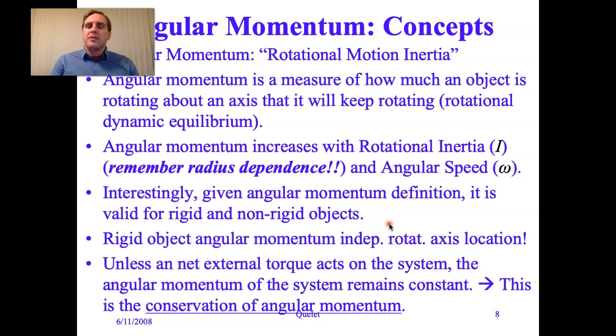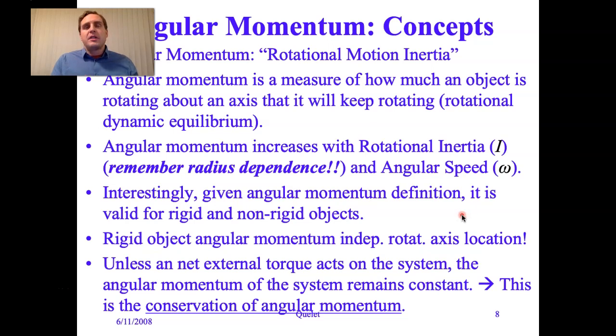So it turns out angular momentum is different than torque. Torque is only relative to an axis. And the interesting thing about angular momentum is that it's independent of the rotation axis location. When an entire solid body is rotating, we talk about the angular momentum of that object, independent of where the axis of rotation is. So that's kind of interesting.